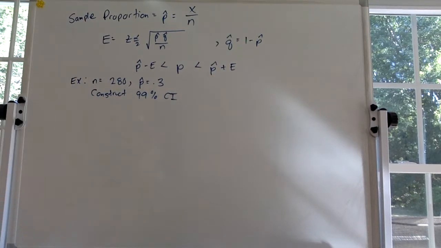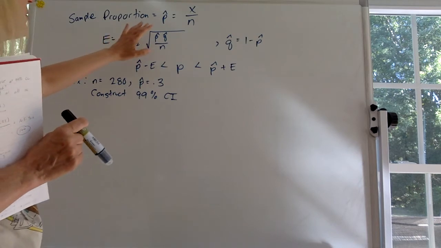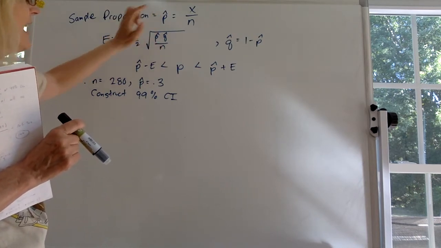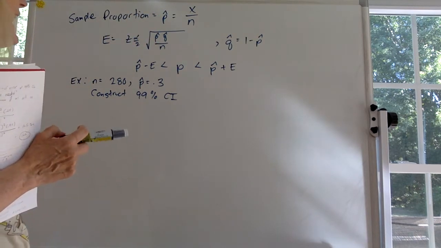Okay, now in this section, we're not talking about means anymore. We're talking about proportions. And remember, a proportion is just a percentage of a population that meets a certain criteria. So they use a little bit different notation for a sample proportion. They put that little hat over it. We say that's p hat.